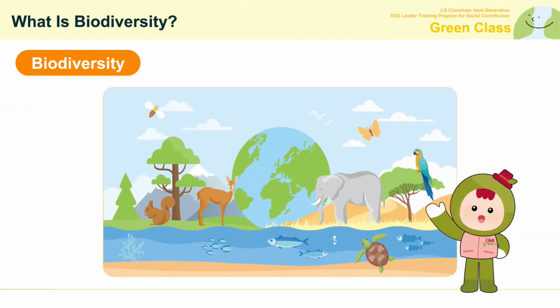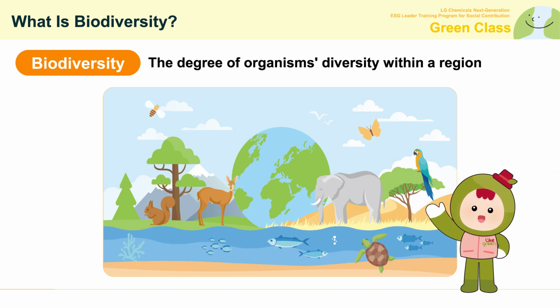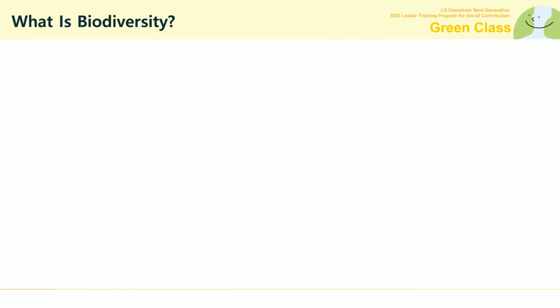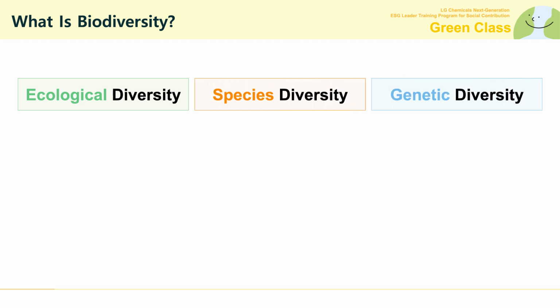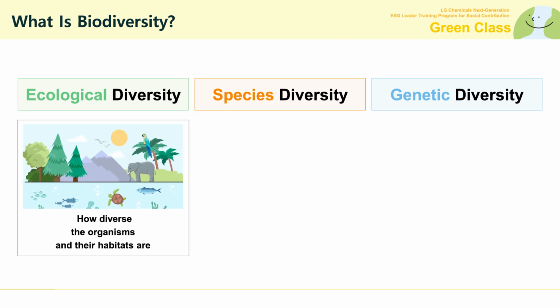Biodiversity. What does it mean? Simply put, it's about the diversity of organisms living in an area. Then, what does it mean to have diverse life forms? Let's go and find out. Biodiversity consists of ecological diversity, species diversity, and genetic diversity. Let's go over one by one.